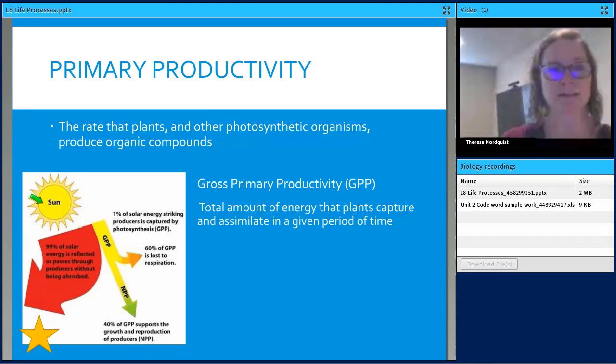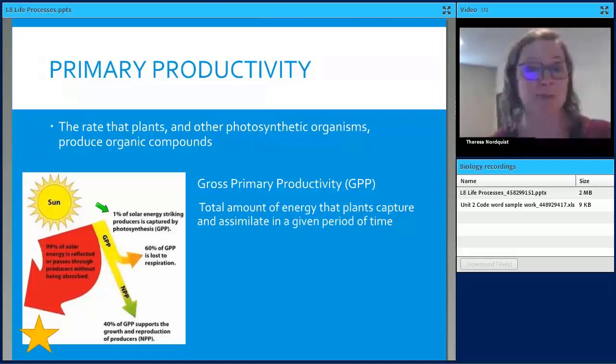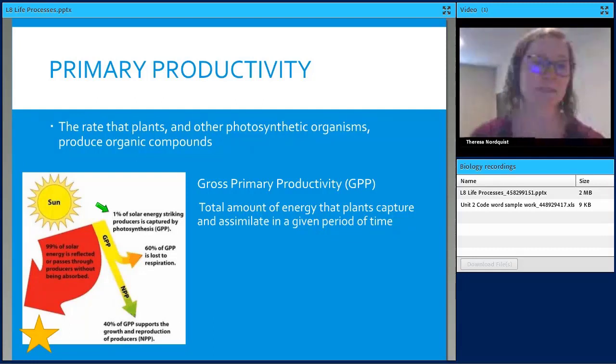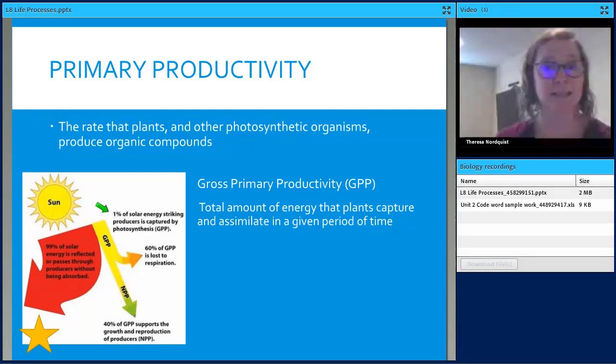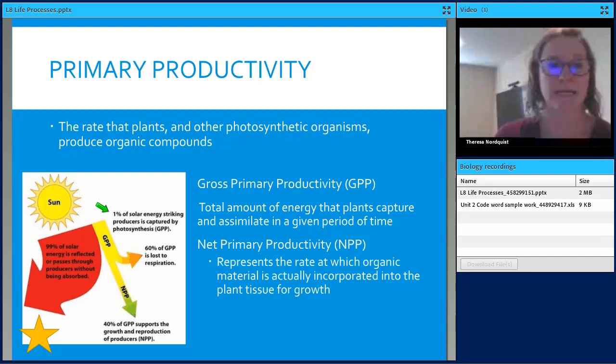Now, if you look at this image over here, we've got the sun, and it's showing us that really only 1% of solar energy actually gets captured by autotrophs, producers. The other 99% is used to warm the atmosphere. It gets bounced and reflected back out into space as well. So it's kind of crazy to think that only that small percentage is what gets captured and used by living things. But what actually gets captured and assimilated is GPP, the total amount.